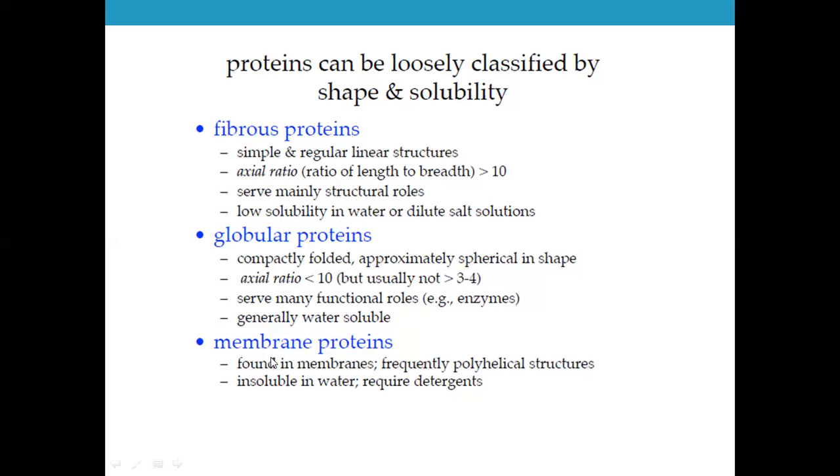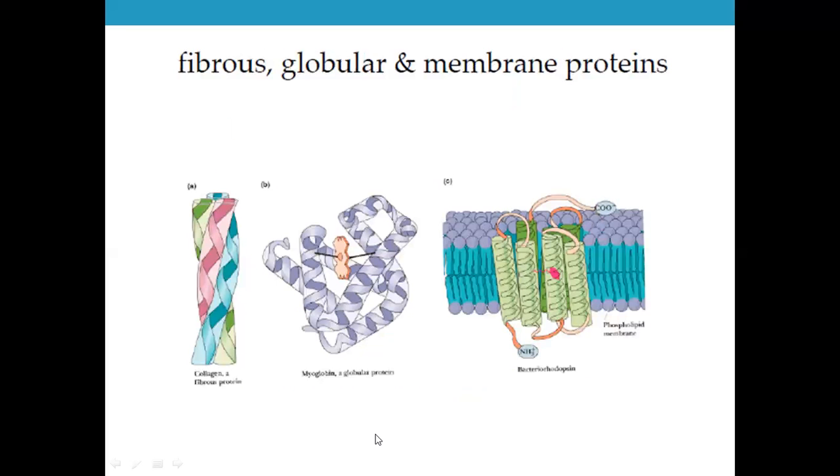Another type is the membrane proteins, which can be found in membranes. Usually they have polyhelical structures, and they are insoluble in water. They usually require detergents to become soluble, to disrupt the membrane protein structure.